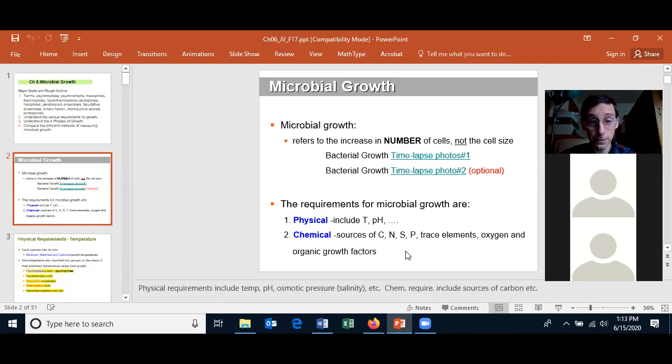There are also chemical elements that things need to grow. Chemical sources, like all microbial growth, they have to have a carbon source if they're to grow. They have to have a nitrogen, a sulfur, a phosphorus source, a source of trace elements. And if oxygen is required by the microbial growth, they have to have a source of oxygen. And there may be organic growth factors that are required. Like for humans, we have to have vitamin C. That would be an organic growth factor required for our growth. Any question about any of that?